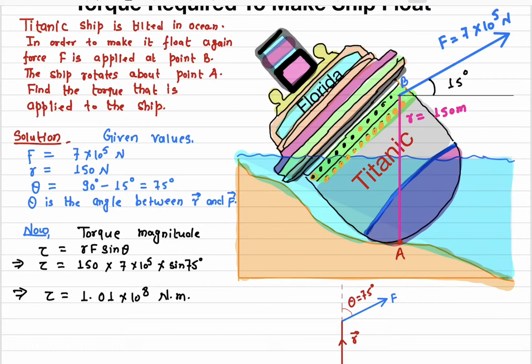The magnitude of the torque is given by R F sine theta. R is the position, F is the force, and theta is the angle between the R vector and the force vector. So R is 150. The force is given here, 7 times 10 to the 5. Sine theta, sine 75 degrees. If you solve it, then what you get is 1.01.